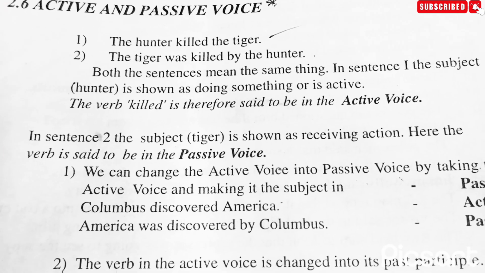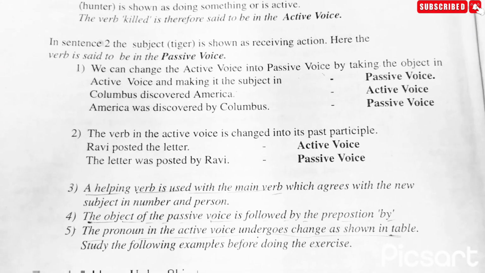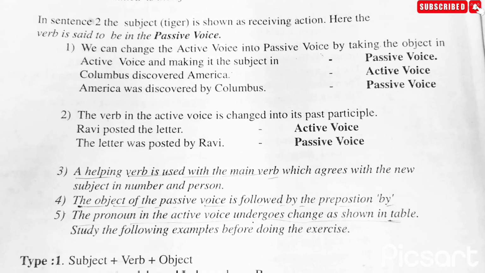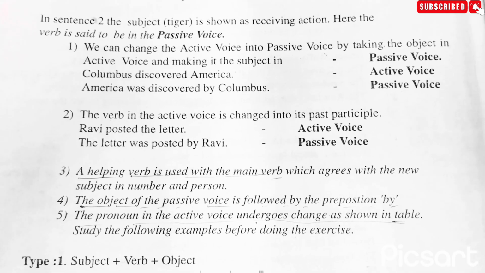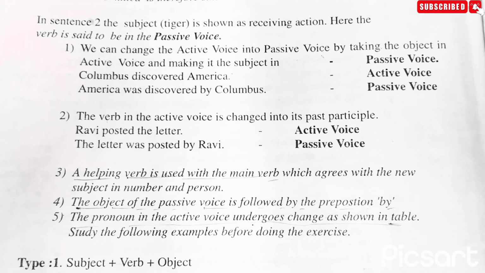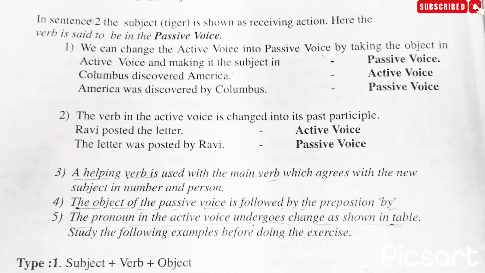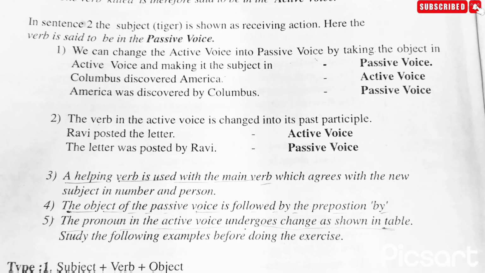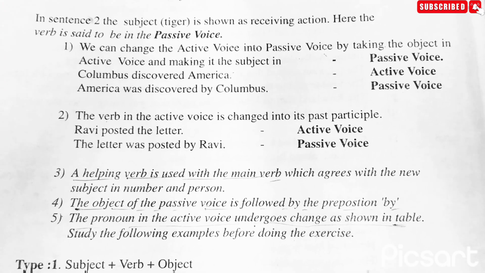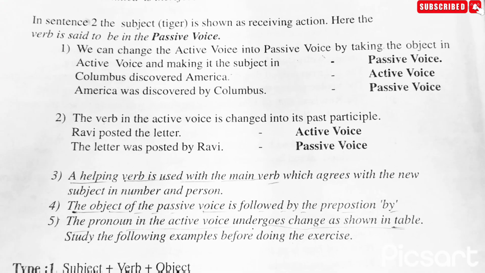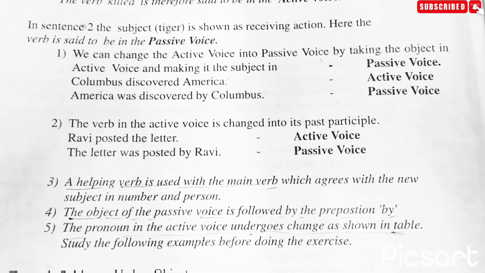In sentence 2, the subject is shown as receiving the action, and here the verb is said to be in the passive voice. So we can change the active voice into passive voice by taking the object in the active voice and making it the subject in passive voice.